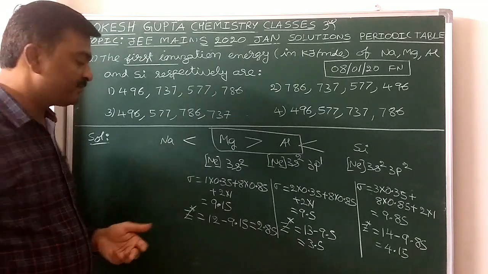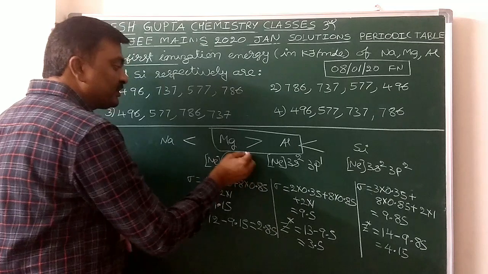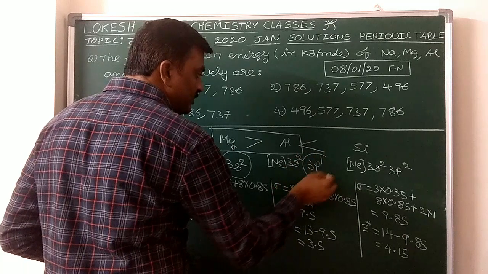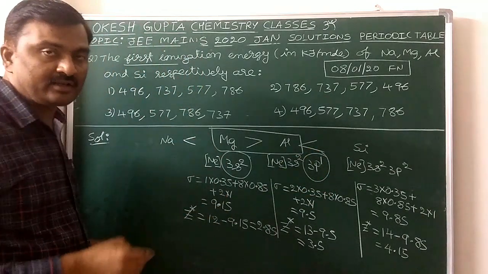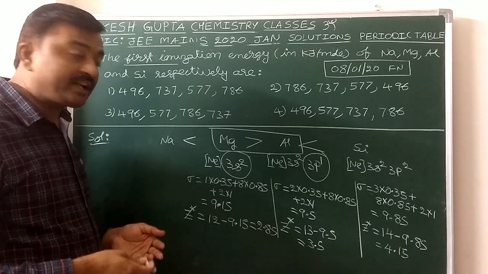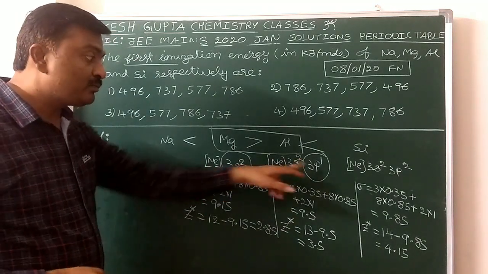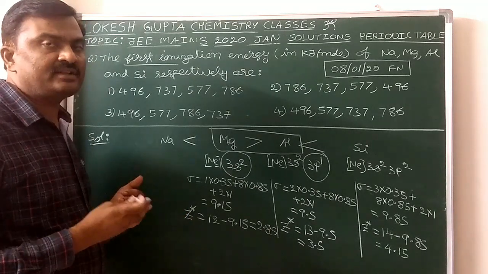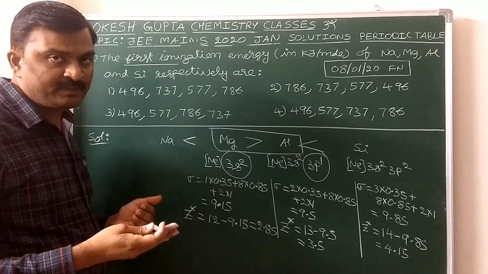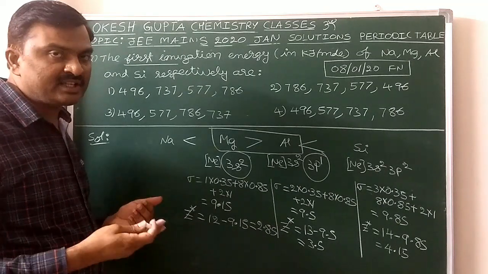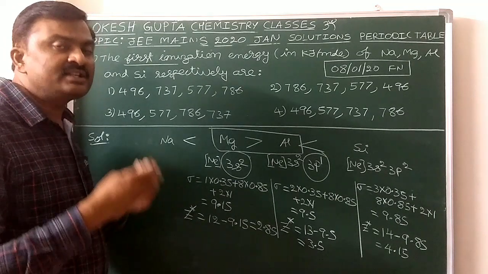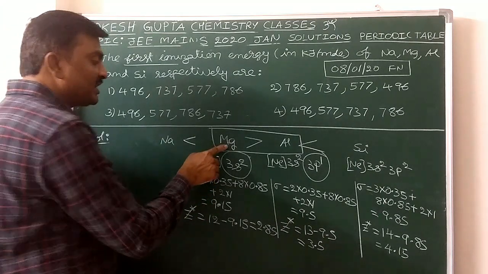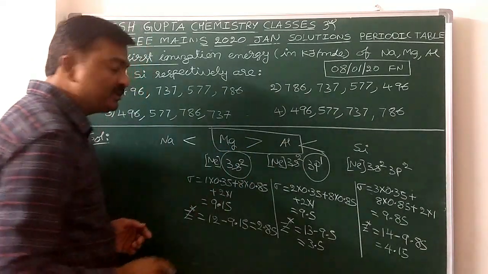Why? Same reason. In the case of magnesium, we have to remove a 3s electron during ionization. In the case of aluminium, we have to remove a 3p electron. Penetration power of 3s electrons is more than that of 3p electrons, which means 3s electrons are nearer to the nucleus than the 3p electrons. As a result, nucleus attraction over the 3s electrons is more than over the 3p electrons. So finally, ionization energy of magnesium is more than that of aluminium.